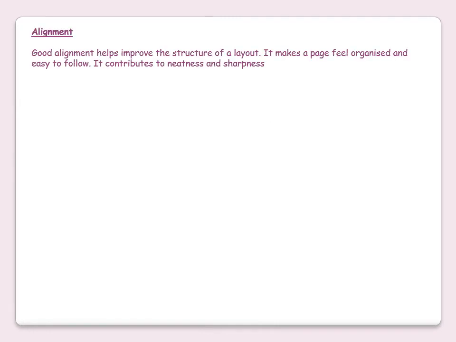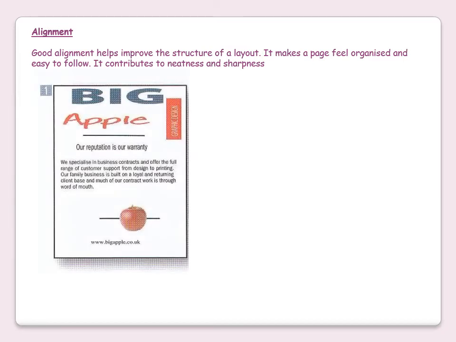Alignment. Good alignment helps improve the structure of a layout. It makes a page feel organised and easy to follow. It contributes to neatness and sharpness. The example above shows a badly aligned layout. At first, when you look at it, you maybe don't realise how badly aligned it is.